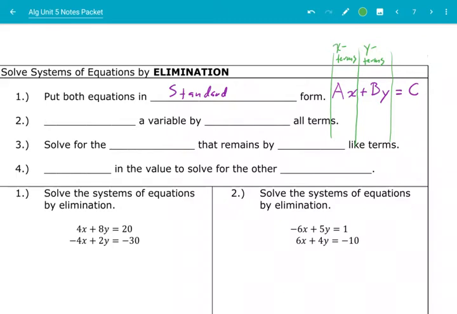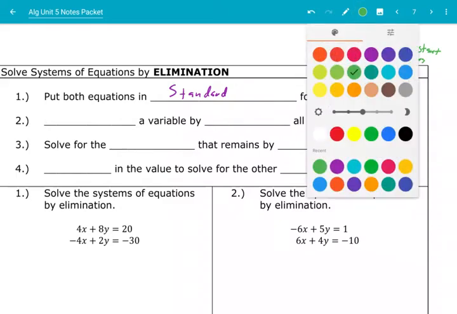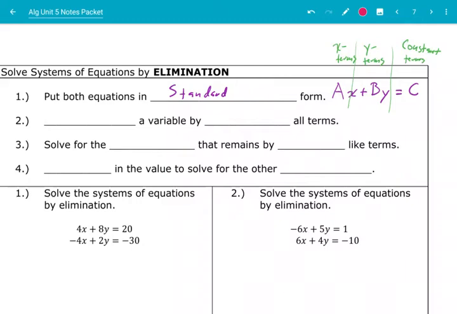So I've got 3 columns, and this is very important because we're going to use that to keep track of our equations as we solve them. So let's see. What we do then is we eliminate.